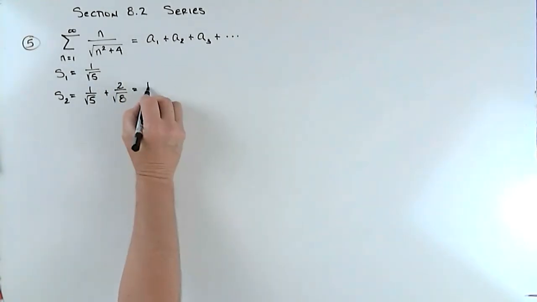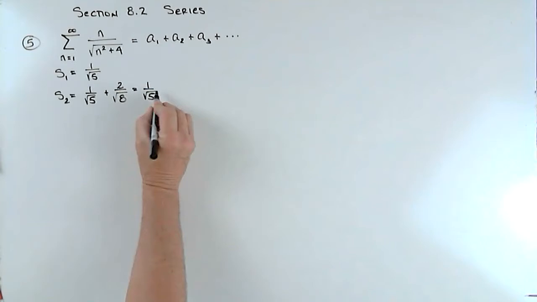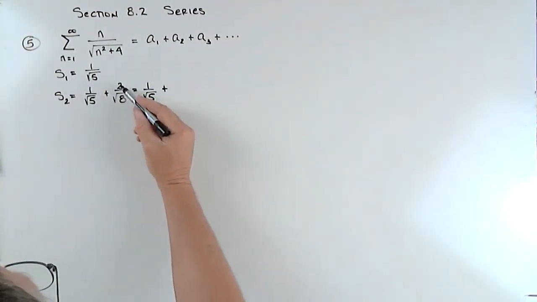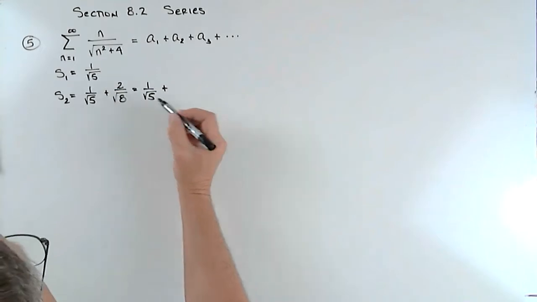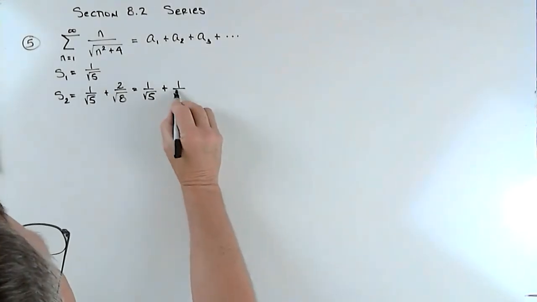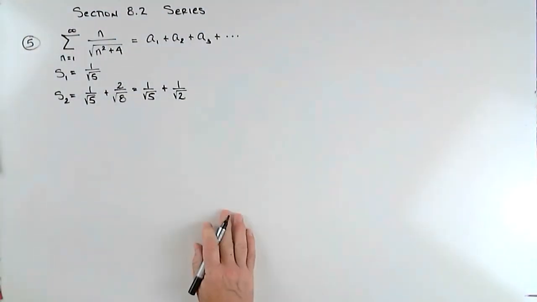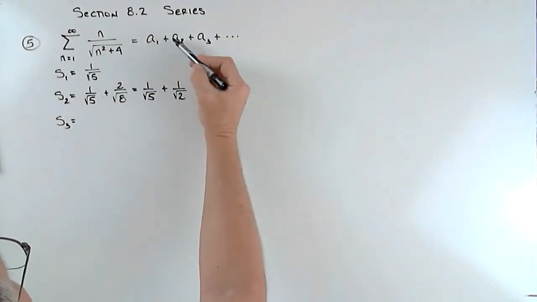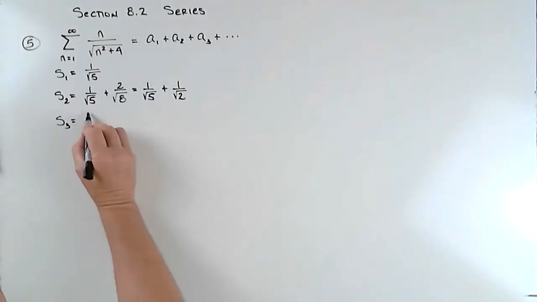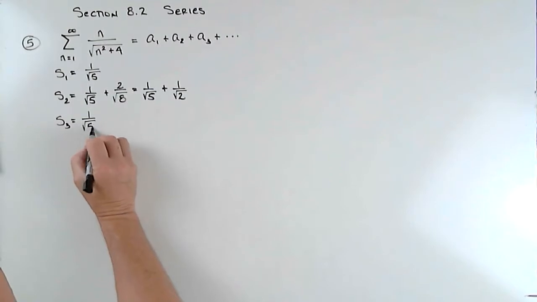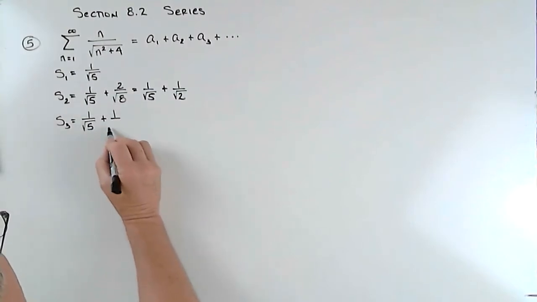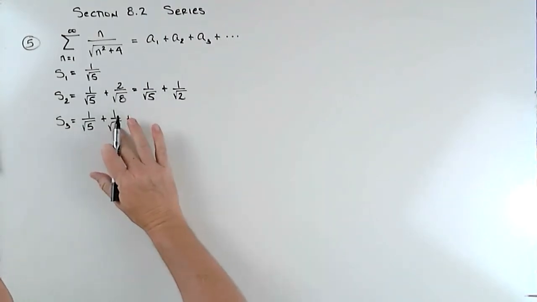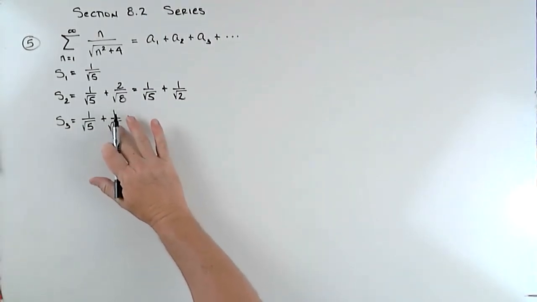Now we can simplify that. That's 1 over the square root of 5 plus, and now 2 over the square root of 8, root 8 is 2 root 2. So that's 1 over the square root of 2 when we simplify that. S sub 3 then would be a sub 1 plus a sub 2 plus a sub 3. So we would have 1 over root 5 plus 1 over root 2, isn't it? I apologize for that.